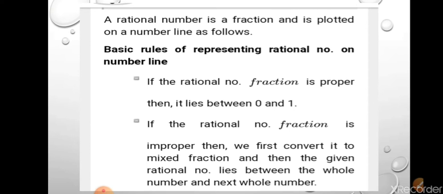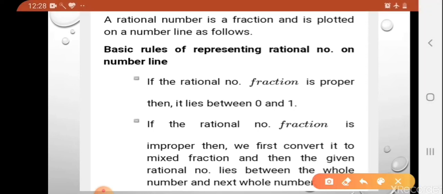First, if the rational number fraction is proper, then it lies between 0 and 1. This you have to learn nicely. If the fraction is proper, then it will lie between 0 and 1. If it is a positive proper fraction, then it will lie on the right hand side of the number line, and if it is a negative proper fraction, then it will lie on the left hand side of the number line.